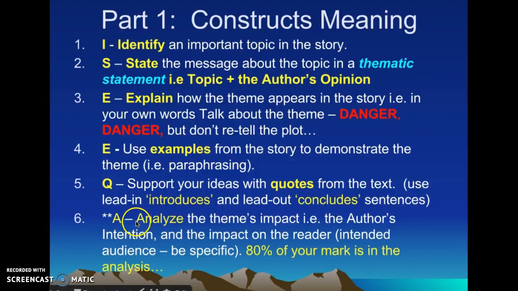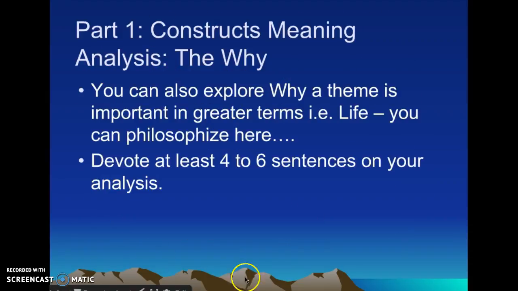Finally, you need your analysis. This is the major point, okay? Analysis of the theme's impact, the author's intention, and the impact on the reader, okay? That's what we need. That's the big part. Okay, so this is what it looks like. This is the why. So why is this theme important for you as a reader, for life? This is the main part. This should be a big section, okay?